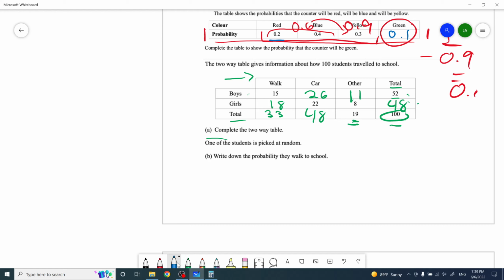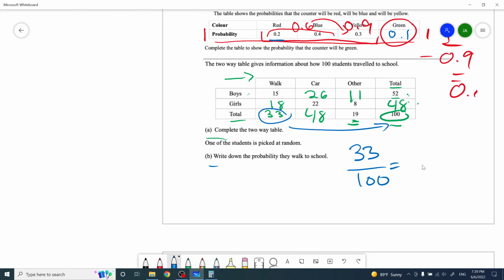Next, what I need to do is solve this problem. So one of the students is picked at random. We have no idea who it's going to be, just a random student. We want to write down the probability that they walk to school. So this isn't boy or girl, it's any student in general, if they walk to school. So I look at the total students who walk to school, which is 33, out of the total students surveyed, which is 100. Done. The probability they walk to school is 33 out of 100.